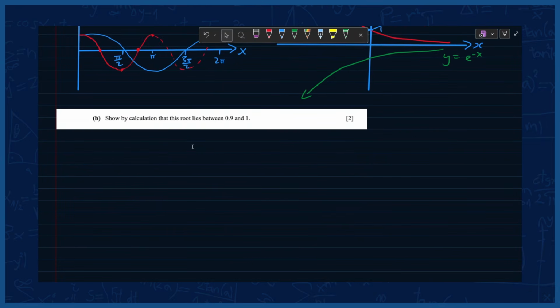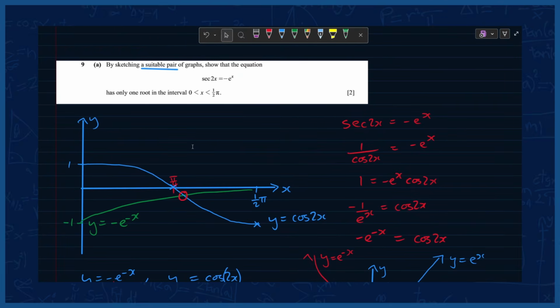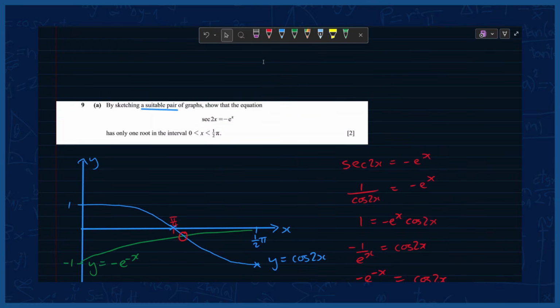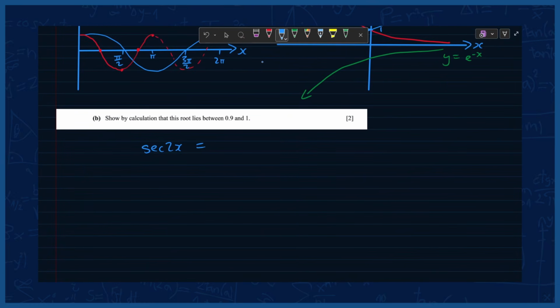Part B says, show by calculation that this root lies between 0.9 and 1. Okay, so we can take the equation we're given in part A, which is that sec 2x is equal to -e to the x.